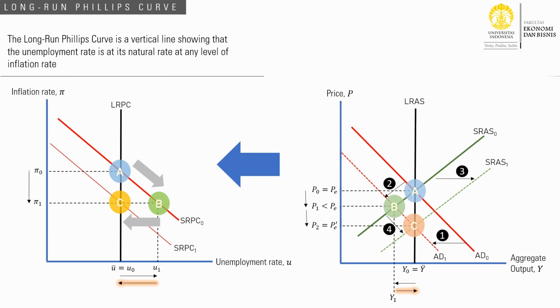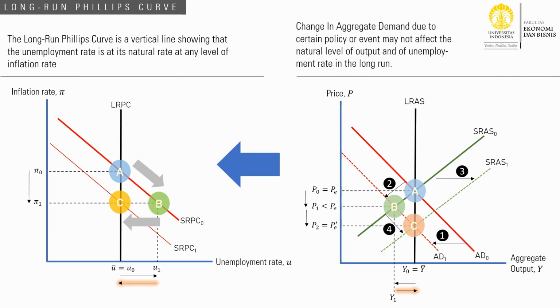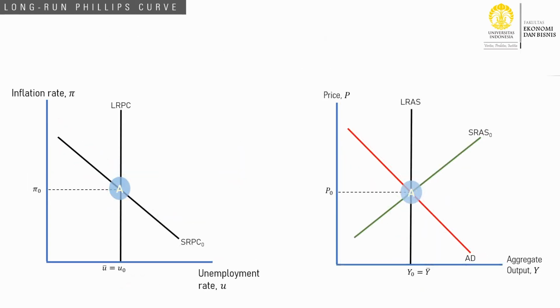or U0. The conclusion is monetary policy or change in AD may affect inflation in the long run, but may not change the unemployment rate. It only moves the equilibrium point from point A to point C on the vertical LRPC. Let's continue now evaluating the long-run impact of the supply shock or higher price expectation.